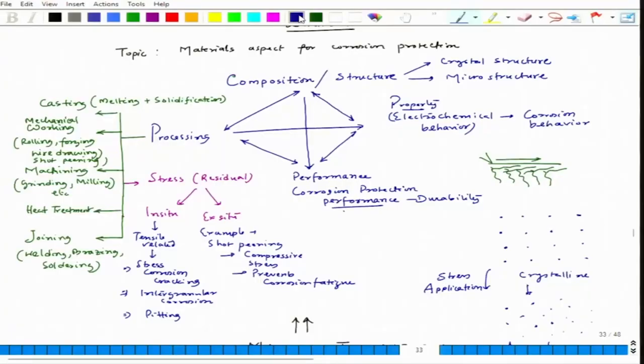Now when we talk about passive film, it is coming in the composition and structure region, because we are changing the surface composition when it forms after reacting with the corrosive. Its structure is also changing because of the typical structure of the passive film. So let us introduce that in the composition and structure region. We call it passive film or surface film. Fine. So that would also have influence on the property and finally on the performance.